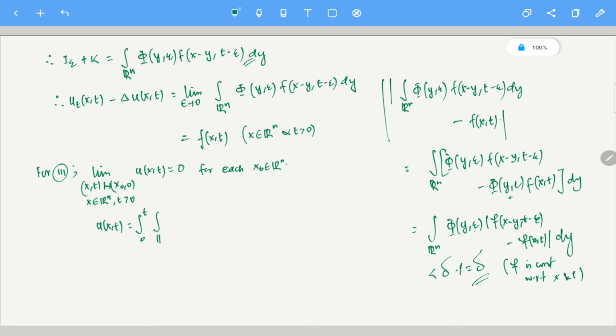u(x,t) = integral from 0 to t, integral over Rn, of Φ(y, s) f(x − y, t − s) dy ds, where Φ is the fundamental solution. This is what u(x,t) is. Now we take the limit as (x,t) goes to (x₀, 0) in this particular expression.